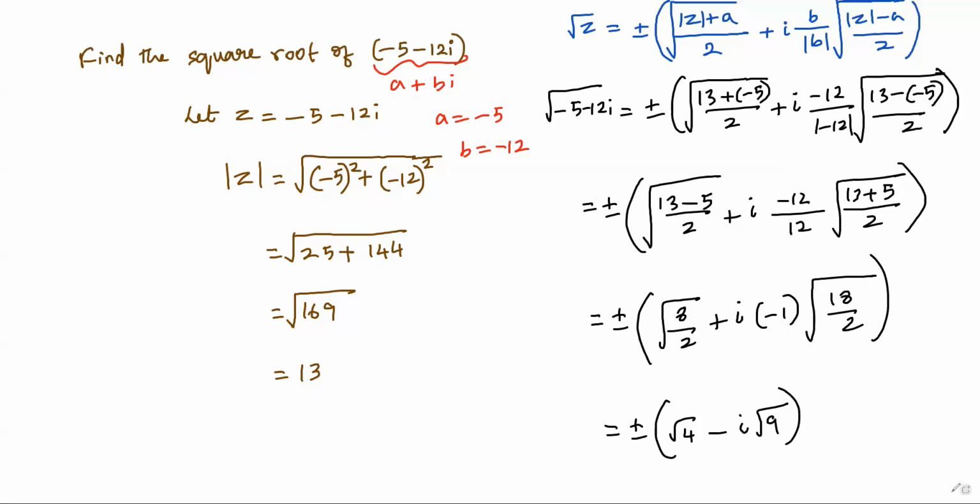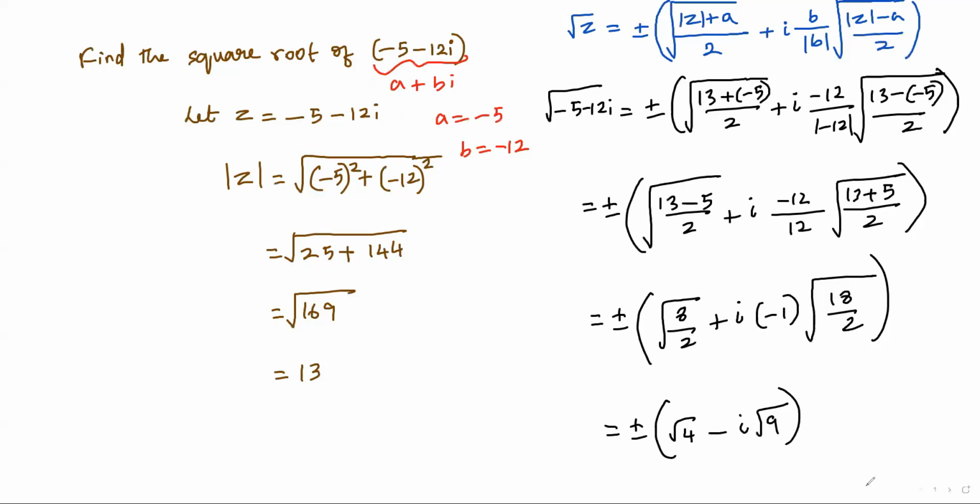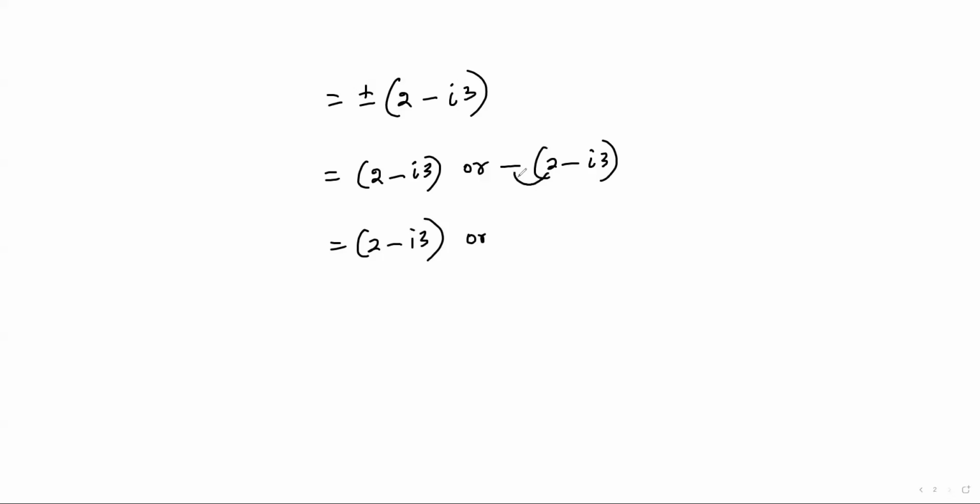Okay, let's continue on the next page. Positive or negative, the value of the square root of 4 is just 2, minus i times square root of 9, which is just 3. Okay, so we can write this result one time for the positive sign and another time for the negative sign. So we get 2 minus i times 3, or negative of 2 minus i times 3. So 2 minus i times 3, or you can distribute this negative sign to this one and this one. You'll be getting negative 2, and negative times negative will become positive 3i.